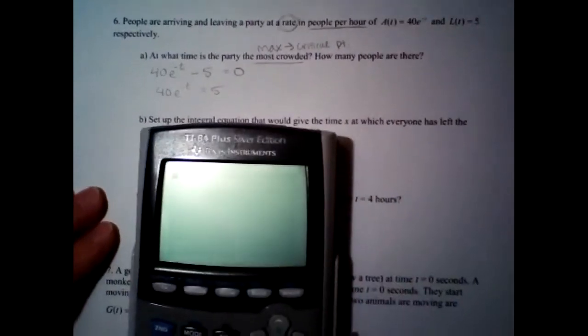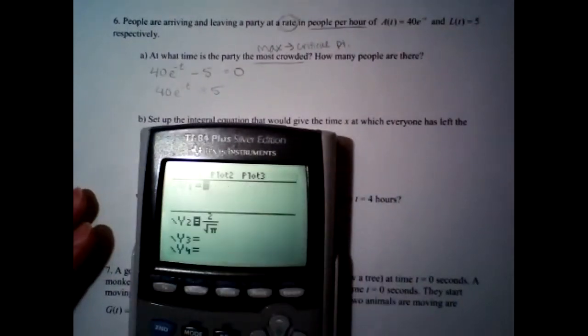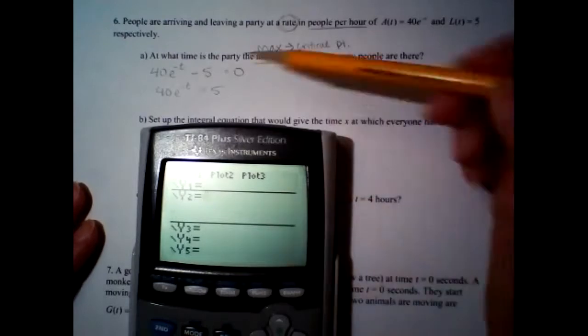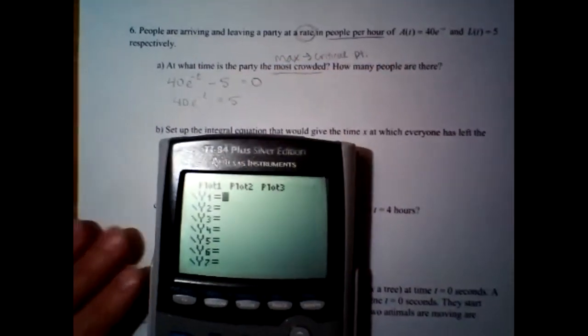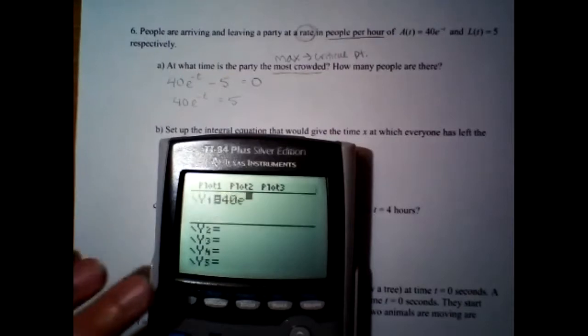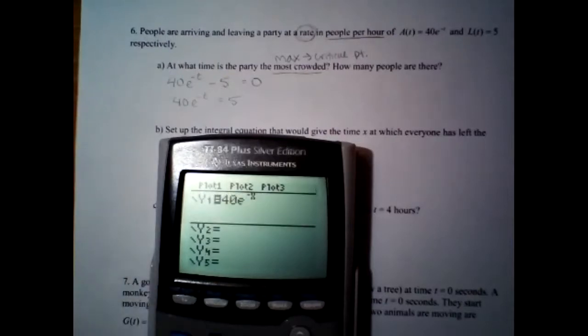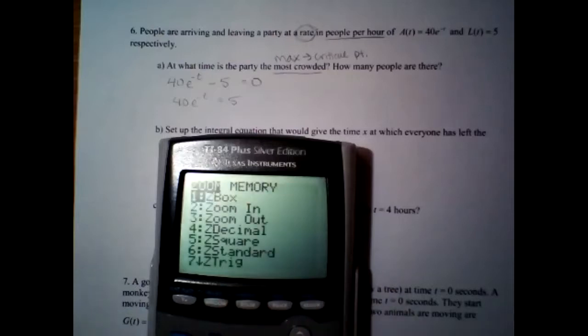And here's where I'm going to need to pick up a calculator for this. All right, so we're going to go into y equals, clear all that out. And we're going to put the 40e to the negative t into y1. Again, I'm going to type x instead of t, so 40e to the negative x. And then 5 goes into y2. And we're going to hit graph and look at where they intersect. And I'm going to hit zoom 6 just to start it out with standard.